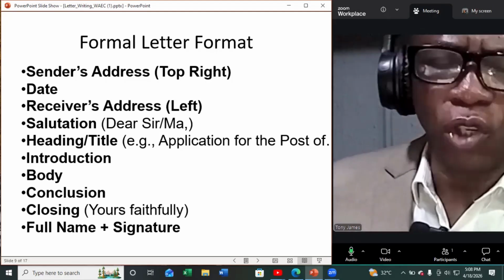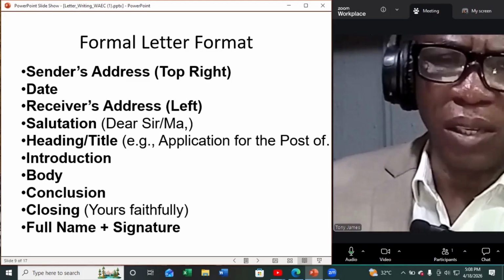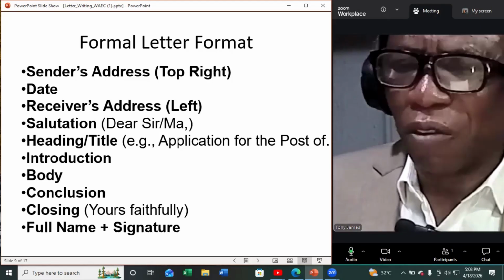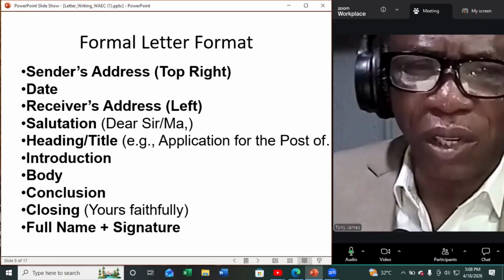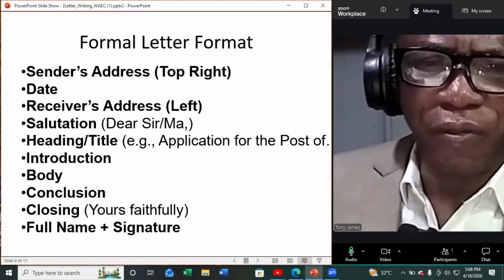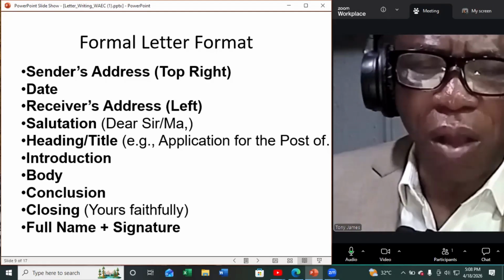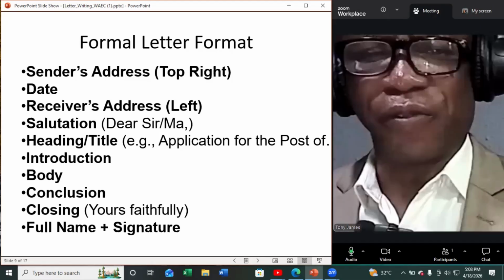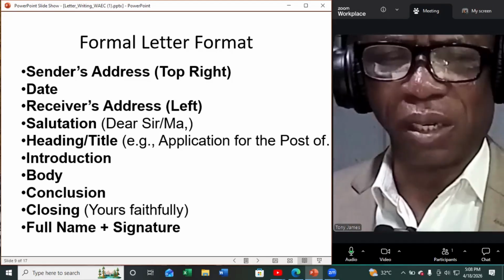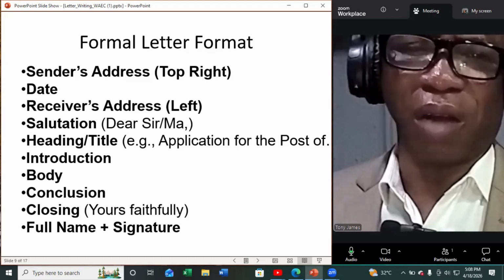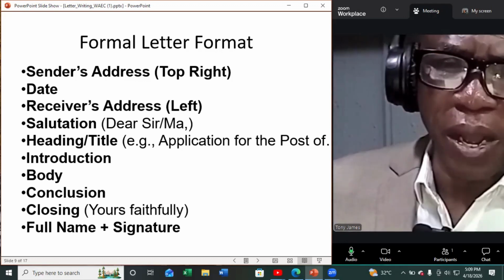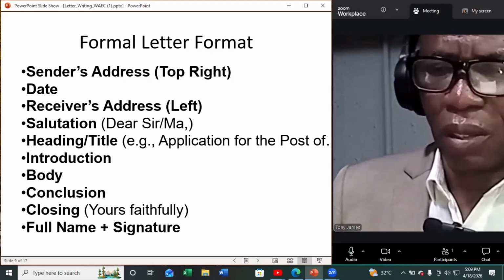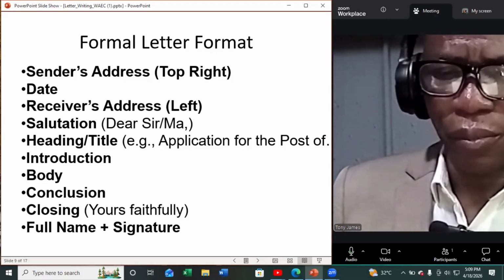Then you punctuate. That is, at the end of each line, there will be a comma. At the end of a street, there will be a comma. At the end of a town, there will be a comma. Or at the end of a bus stop, there will be a comma. At the end of a city, a comma, till the end of the country, before you have the full stop. Then the date, for example, 2026. It has to be written formally.